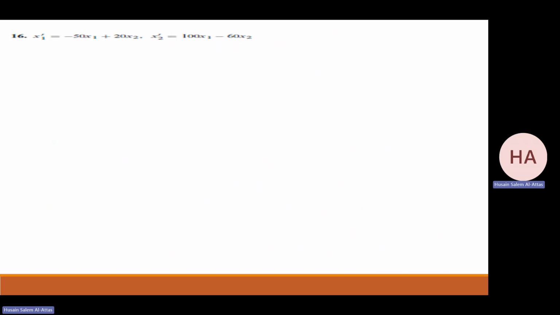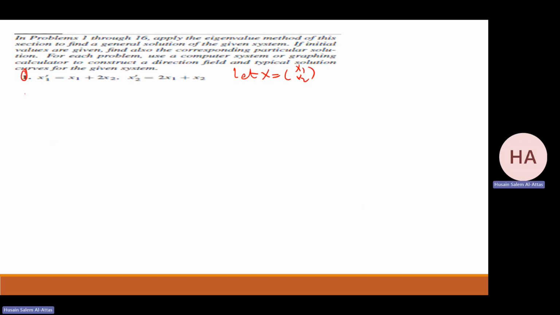Apply the eigenvalue method for the section. Find the general solution of the given system. If initial values are given, find also the corresponding particular solution. Use the computer system. Okay. Now I solve the system. I let capital X be x1, x2. Actually, I'm doing this for all of these problems, I will not repeat it to save time. So I have x prime equals 1, 2, 2, 1 times x.